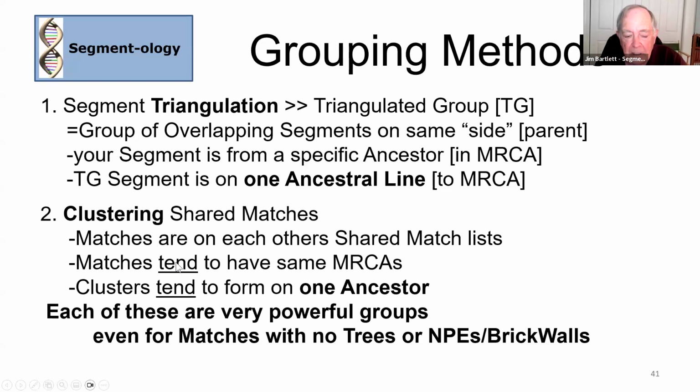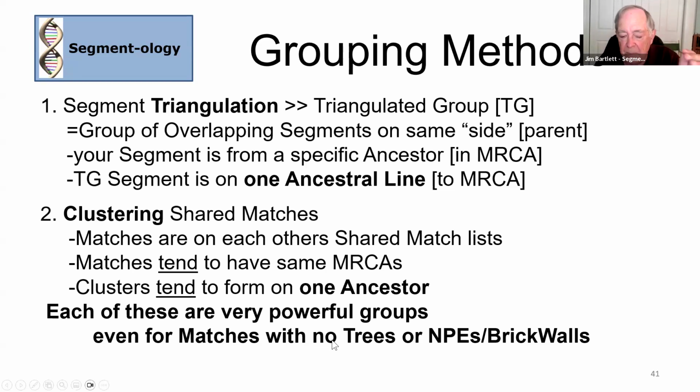When you get a good solid big cluster, almost all of the matches in there will have that same ancestor. Maybe one ancestor higher, one ancestor lower, but you get the point. You're out the same branch of the tree. So these are both very powerful groups.